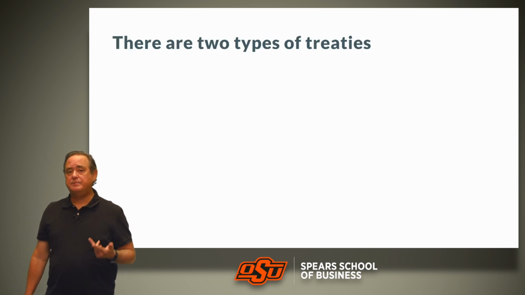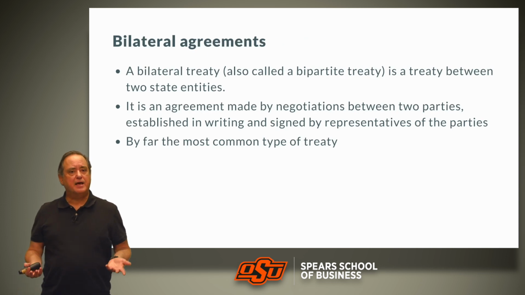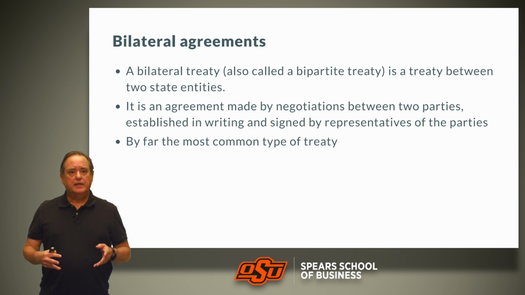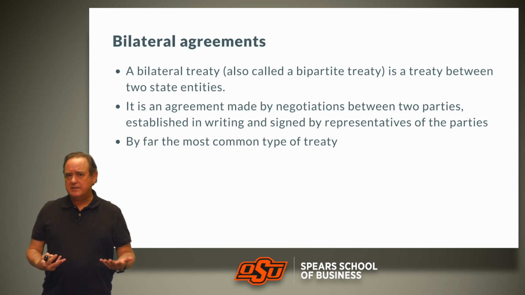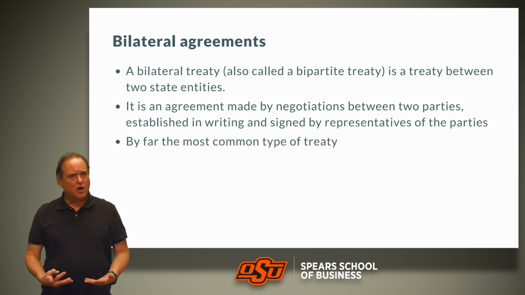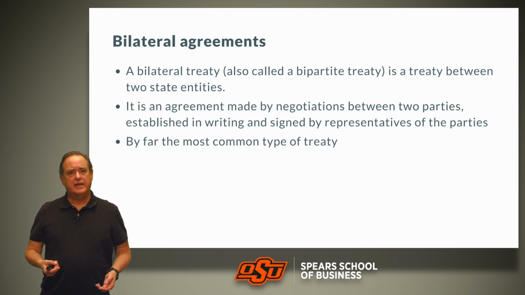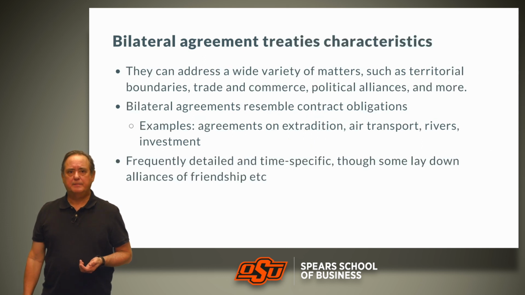Now, there are two types of treaties. The first is a bilateral agreement. A bilateral treaty, sometimes called a bipartite treaty, is a treaty between two state entities. It is an agreement made because the states have negotiated. They've written it down, and again, remember, positivism is the concept that law should be written. And it's signed by representatives of the different states. These bilateral agreements are the most common type of treaty.